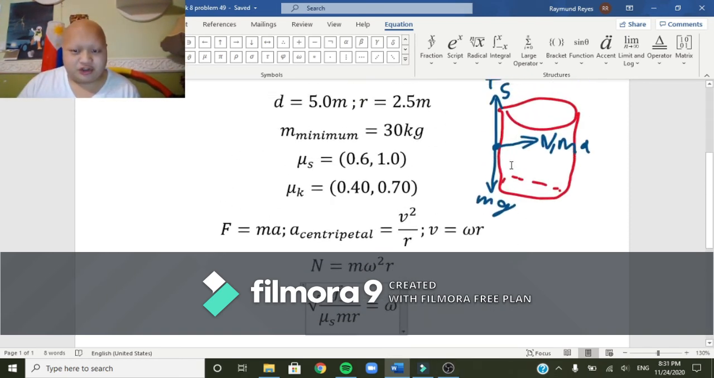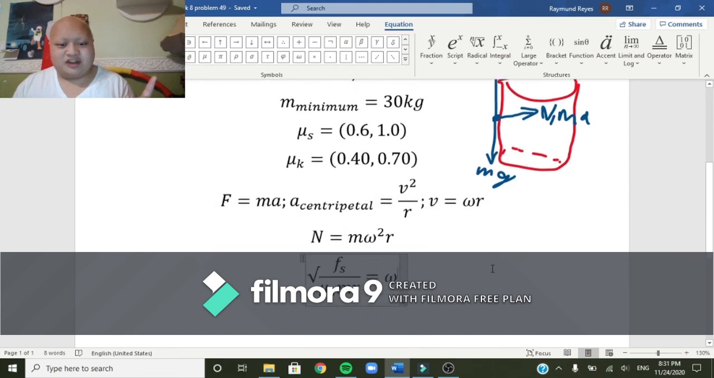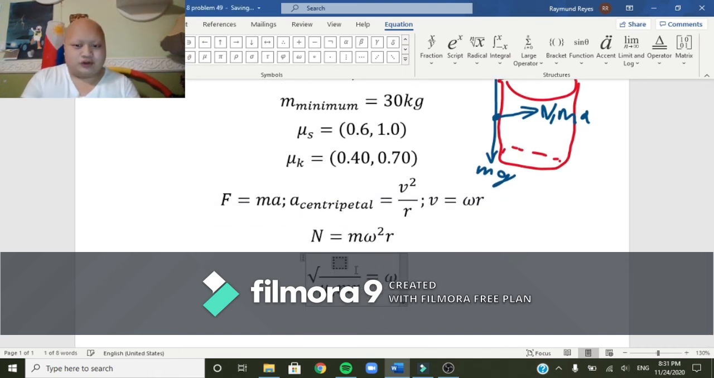I forgot to mention that the minimum velocity required to keep the people staying on there is if static friction is equal to or greater than mass times gravitational acceleration. So you have to plug in mass times gravitational acceleration here. So the masses cancel out, and now you plug in numbers.